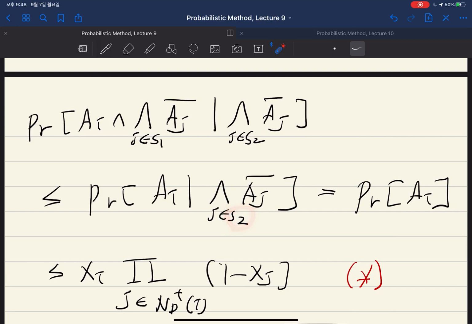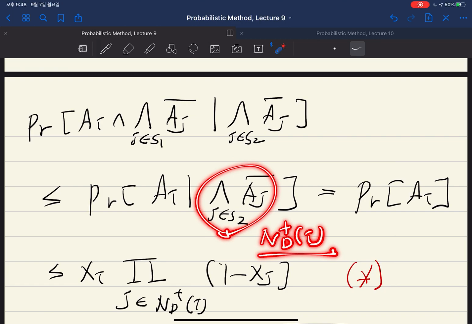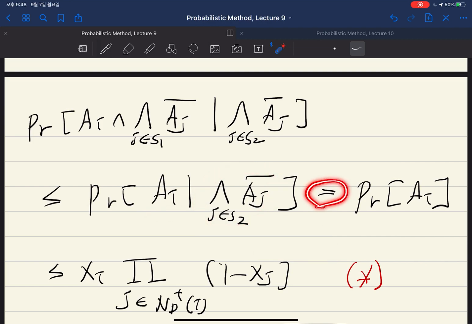S2 is totally outside of this out neighborhood of i in the dependency diagram. So whatever happened here, A_i is mutually independent of whatever happened here. So we have this equality. But even if this is not equality but inequality, the proof still works.